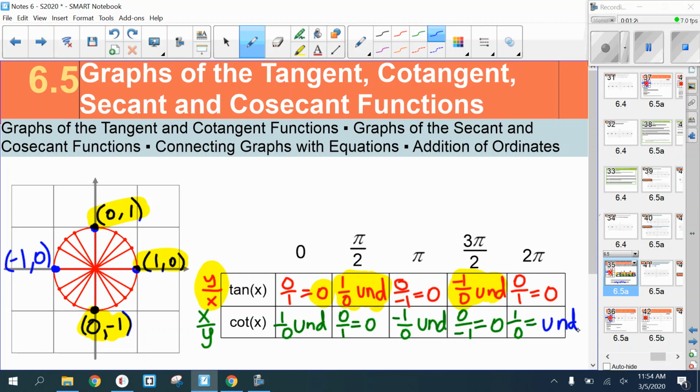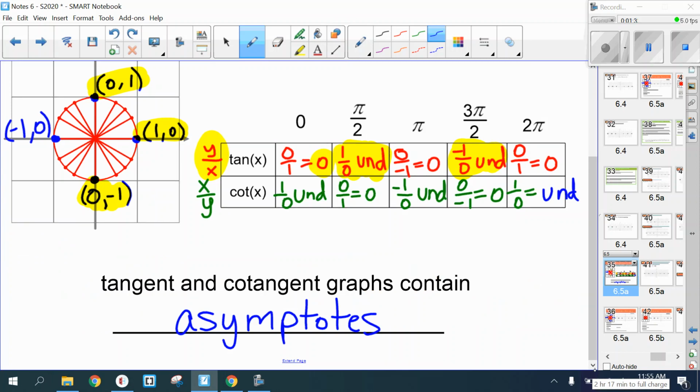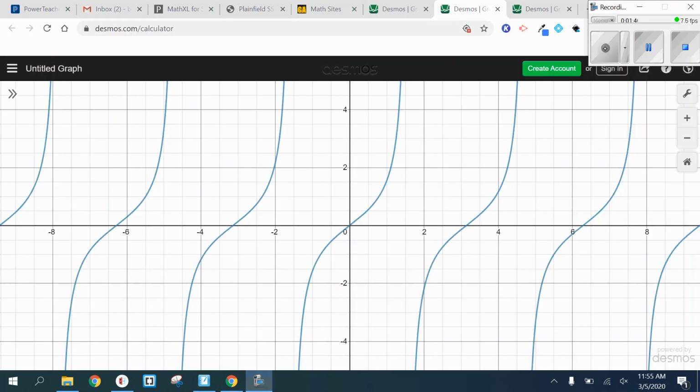But the main takeaway from this chart is that we're going to see some asymptotes on our graphs, okay? So let's go to Desmos and just see what this looks like. Here's a graph of a tangent function. Tangent is periodic, and periodic means that it's going to repeat, okay? So you can see that curve. It kind of reminds me of x cubed, that disco function, but it's going to repeat, repeat, repeat.